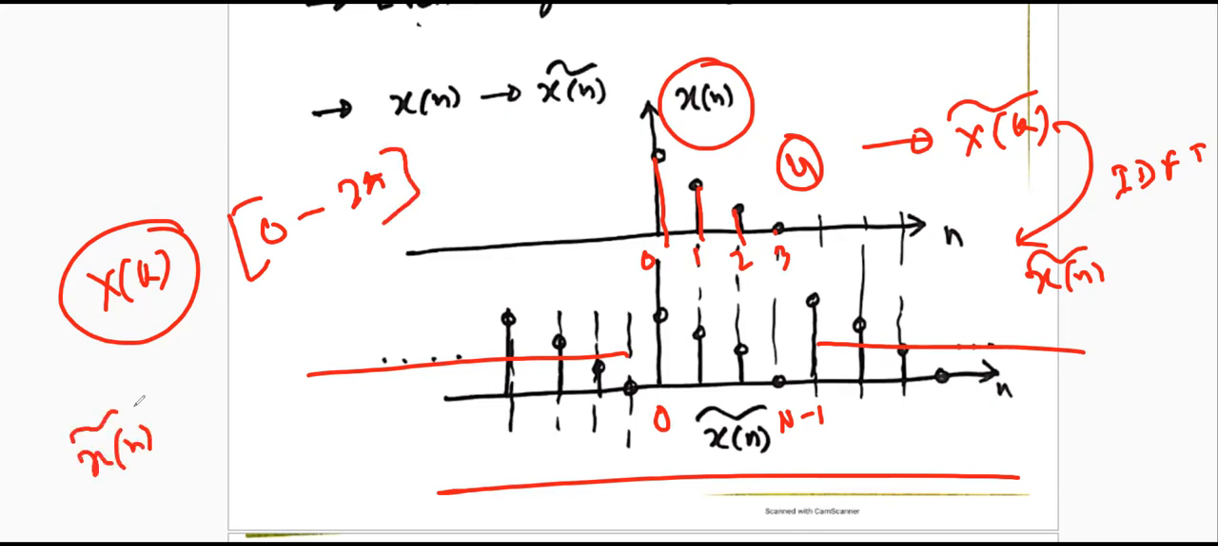Xn, after doing the inverse Fourier transform, is also periodic. What is our range of view? It is 0 to n minus 1.